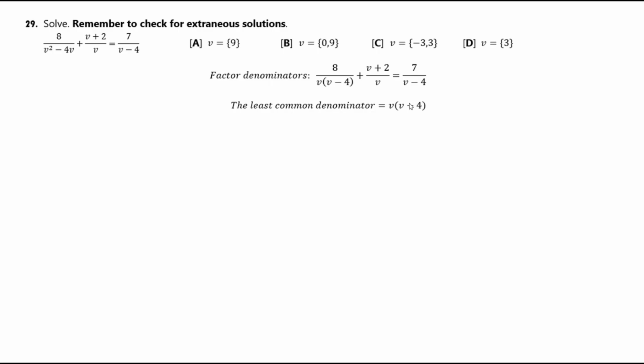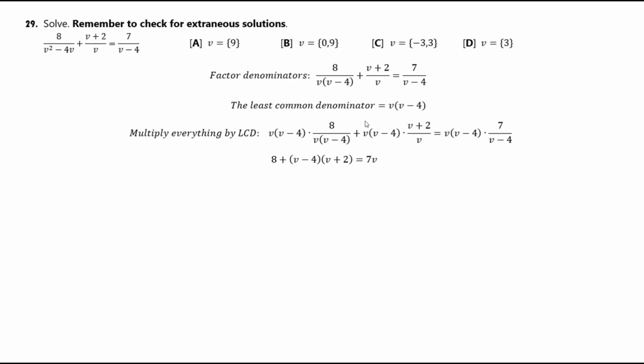Now I'm going to find the least common denominator. The least common denominator is v times v minus 4, because they all have a v and they all have a v minus 4. So I put them together and I get v times v minus 4. Now I must multiply everything by the LCD in order to get rid of those denominators. Notice that on the first fraction, the denominator cancels out completely. On the second fraction, the v's cancel out. On the third fraction, the v minus 4 cancels out.